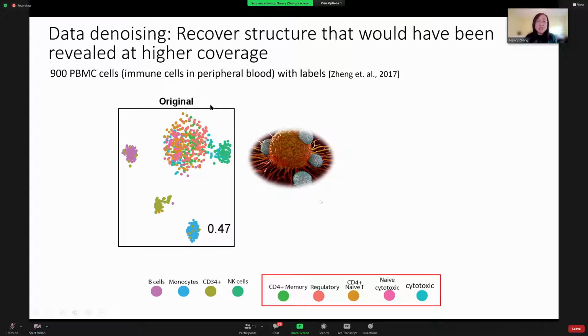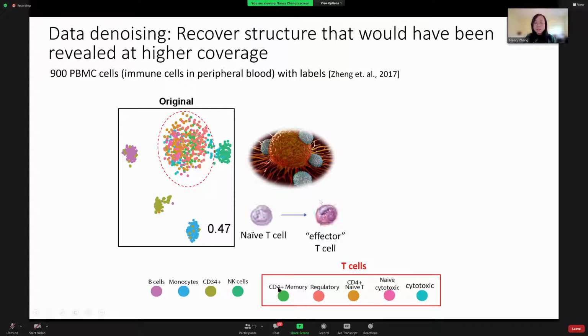Here is an actual example of a data set where we have 900 PBMC cells, meaning the immune cells in peripheral blood. And what you're seeing is a UMAP. UMAP is a two-dimensional embedding of high-dimensional data that preserves neighborhood structure. The cells are colored by cell type, which we know. The purple are the B cells, the blue are the monocytes, and this big glob where everything's mixed together are the T cells.